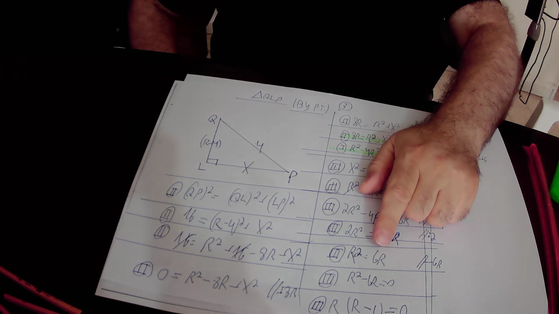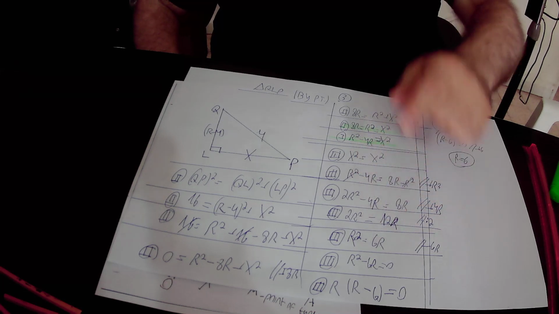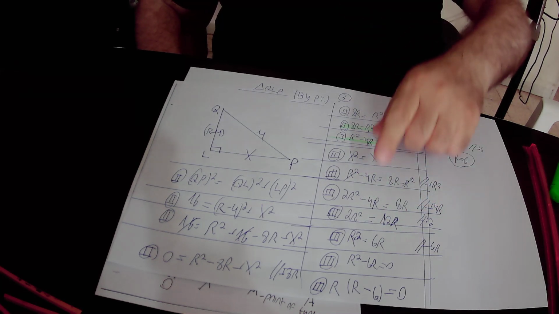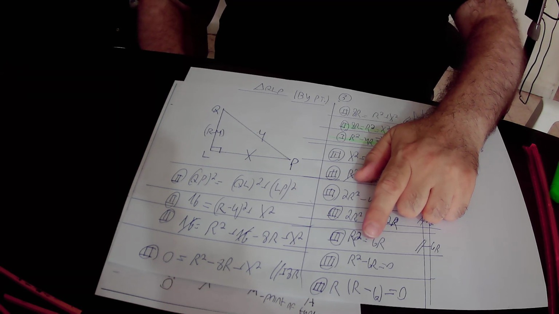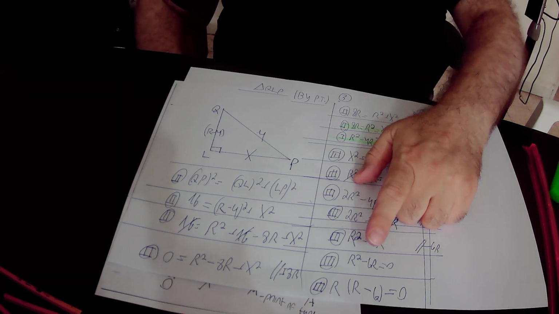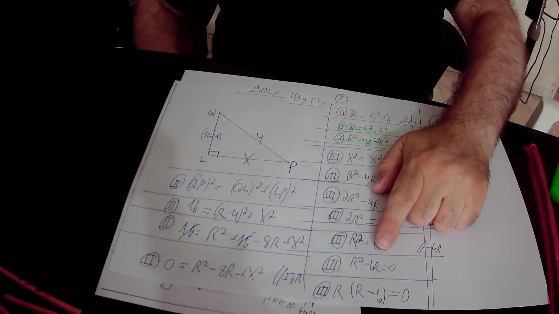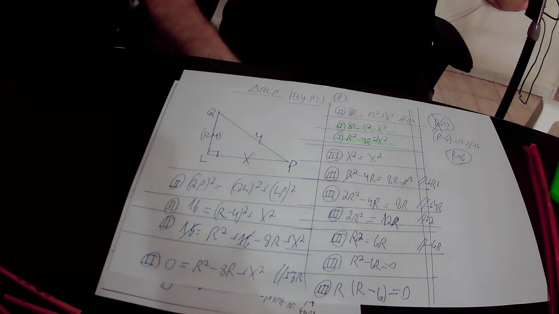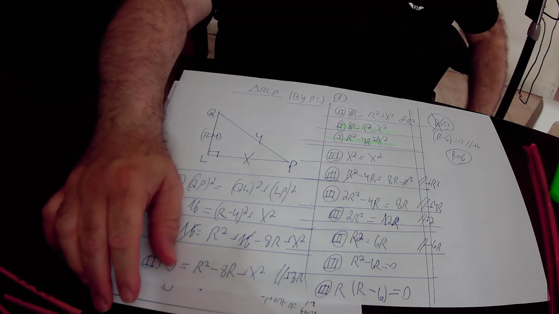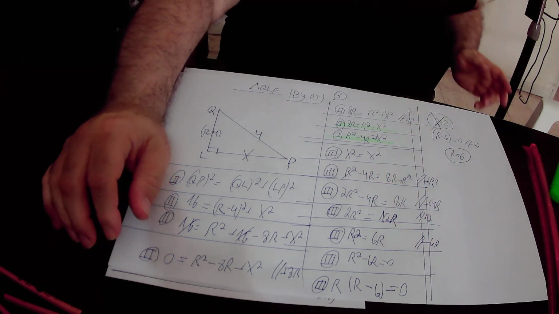Here we took r as a common factor from this expression. What is left from r squared after we took from it r as a common factor? What is left is actually r. And what is left from minus 6r after we took from it r as a common factor? What is left is actually minus 6. So in conclusion, according to equation number 3, r times r minus 6 equals 0.